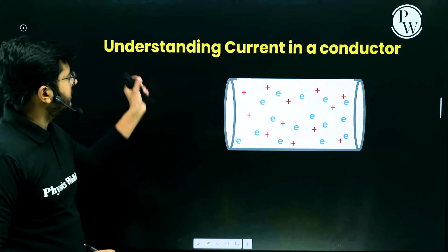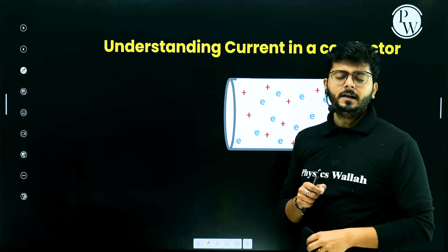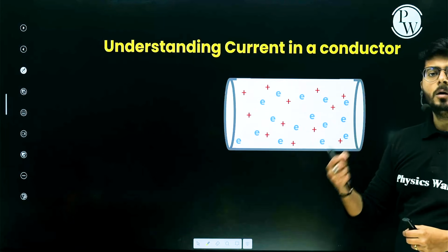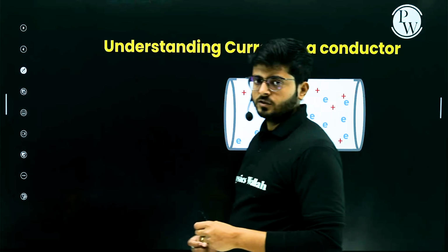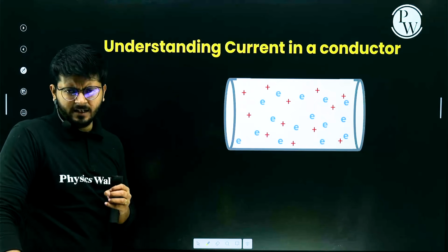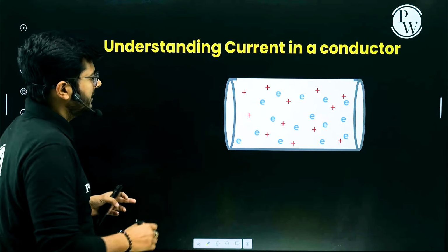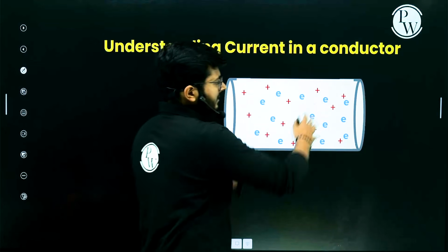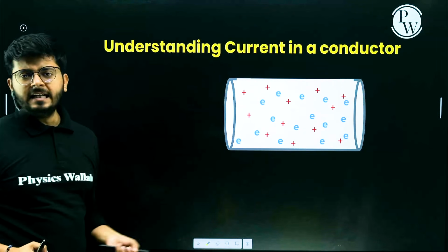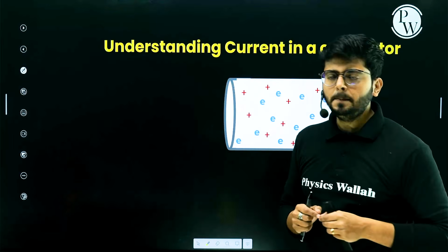Now let us talk about the current flowing through the conductor. Let's understand the current itself, right? Because now we are going to enter and talk about drift velocity and all those things. To understand that, we have to talk about what actually happens when the current is flowing through a conductor. Here you can see some charged particles, right? And we have seen that the current will exist only due to the movement of charged particles, right?